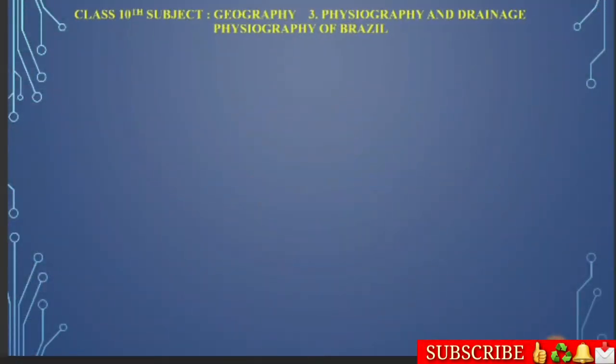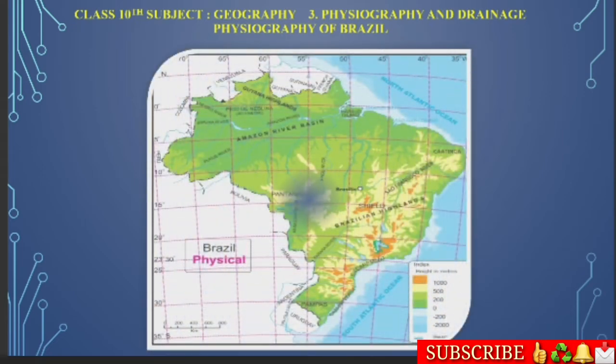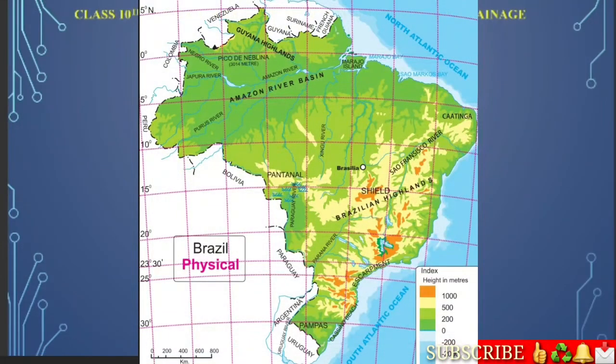Dear students, let's try to understand the map of Brazil. Students, if you once understand the map, then you will quickly understand all the things. So, here, let me tell you some important things of Brazil. In the first chapter, we have studied the location of Brazil. We have studied that the equator passes through Brazil, as well as the Tropic of Capricorn also passes through Brazil.